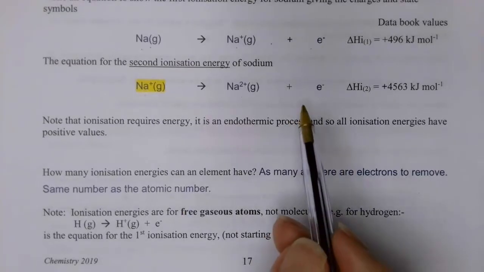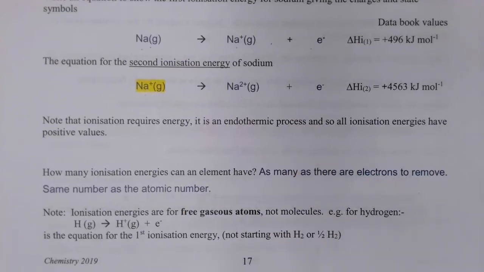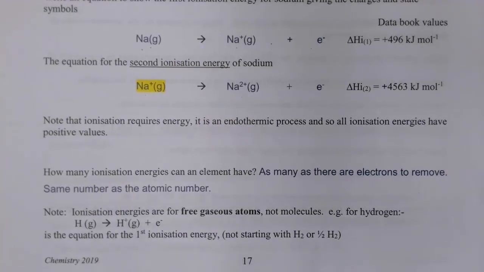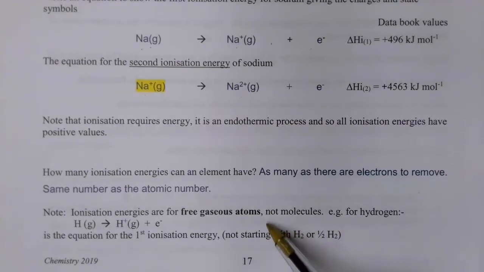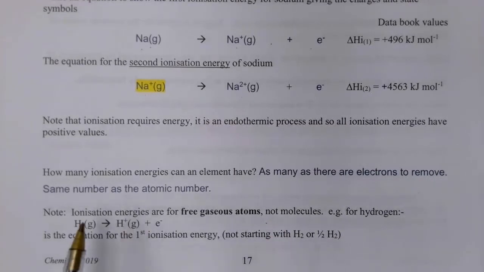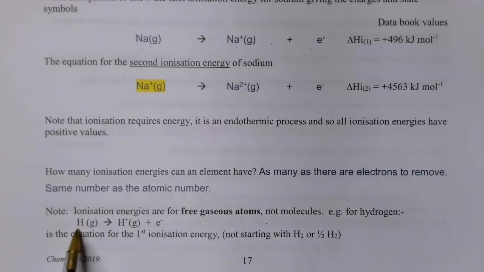So basically I can then keep doing this. I can keep removing electrons from increasingly more positively charged ions. And I can keep doing this until I run out of electrons. So the number of ionization energies an element can have is dependent on the number of electrons there are to remove. One thing to notice, be careful, this is from free gaseous atoms, not molecules. So you're starting, for example, from H, not H2 or half H2.